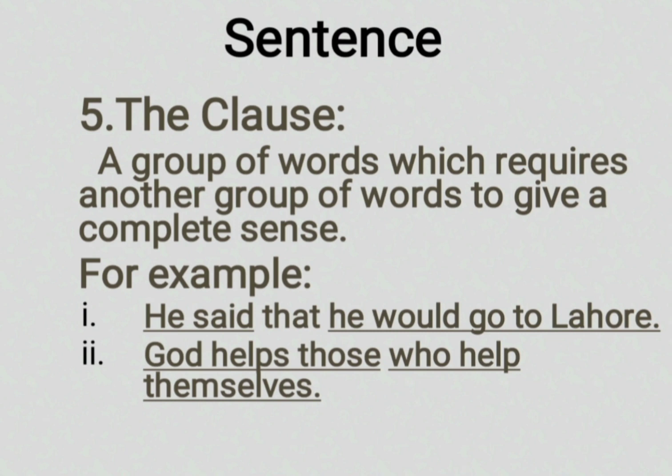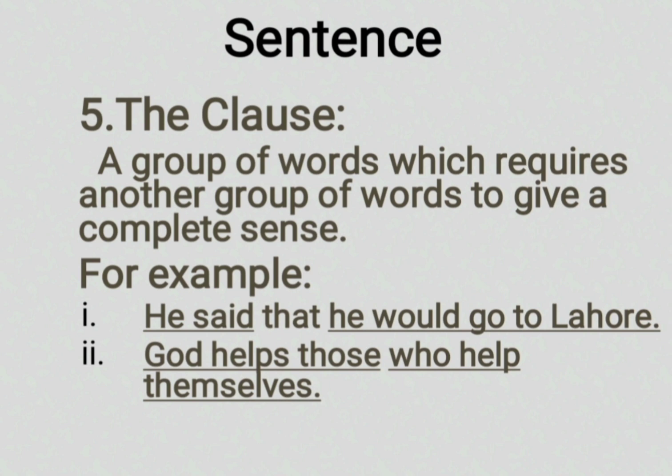The next part of the sentence is the clause. A group of words which requires another group of words to give a complete sense is known as the clause. For example, in the first sentence, he said that he would go to Lahore. Here, the first part of the sentence which is underlined is a group of words which is a clause, and then it requires another group of words to complete the meaning of the sentence. So he would go to Lahore is another clause which completes the meaning or sense of the sentence.